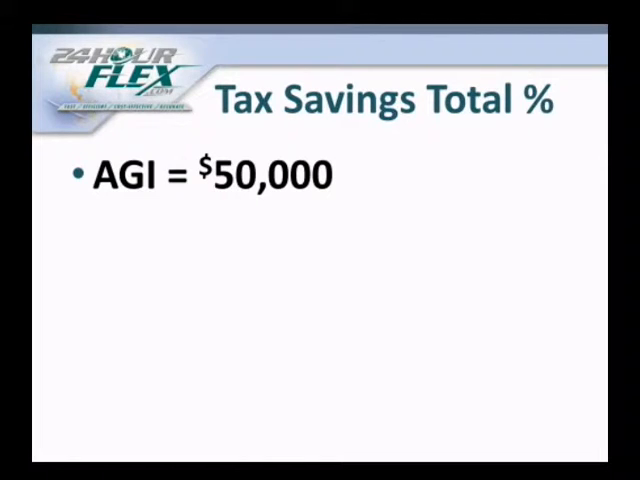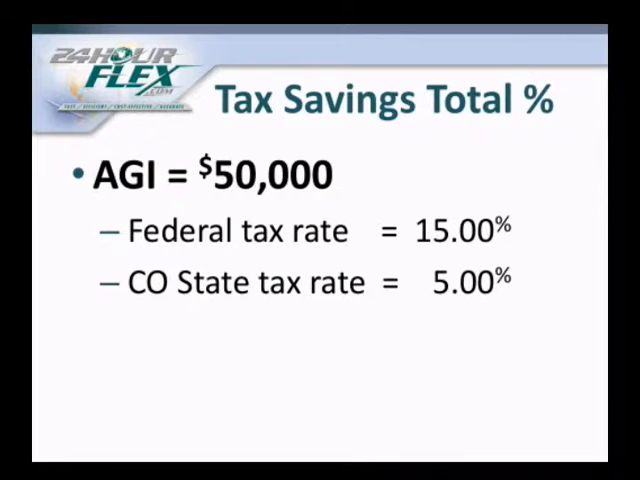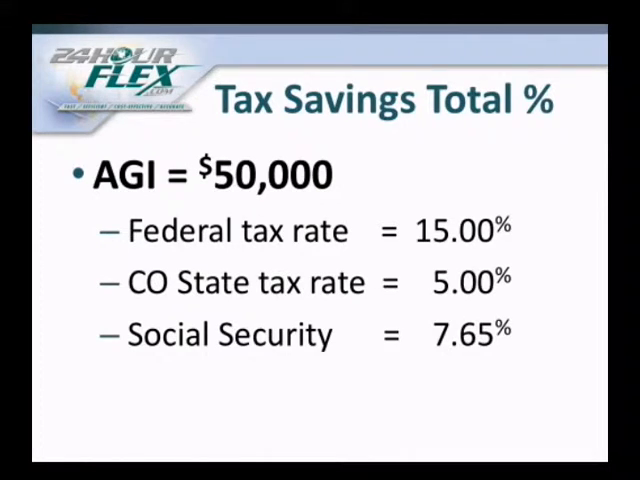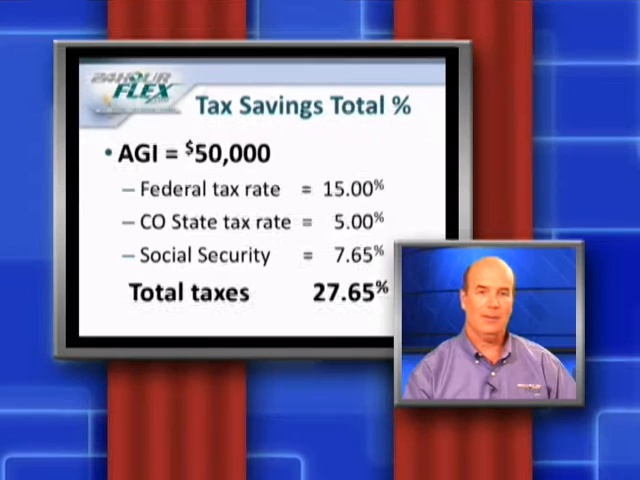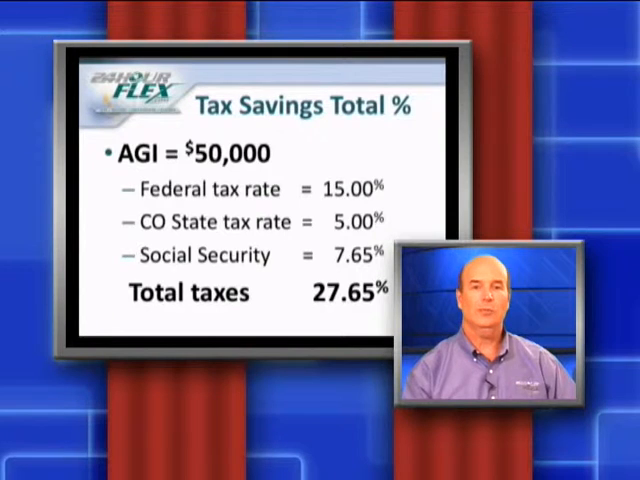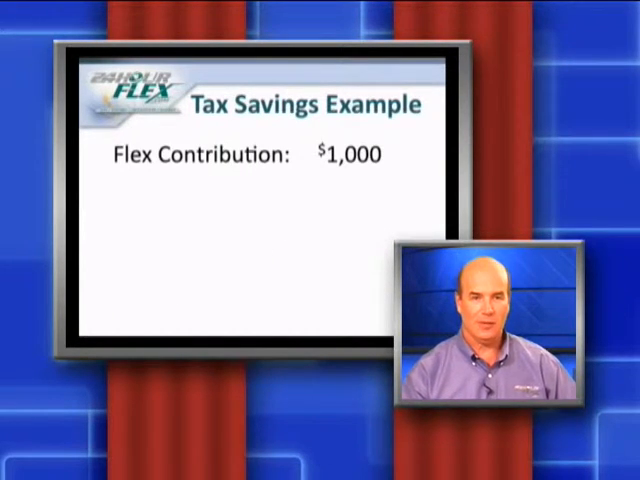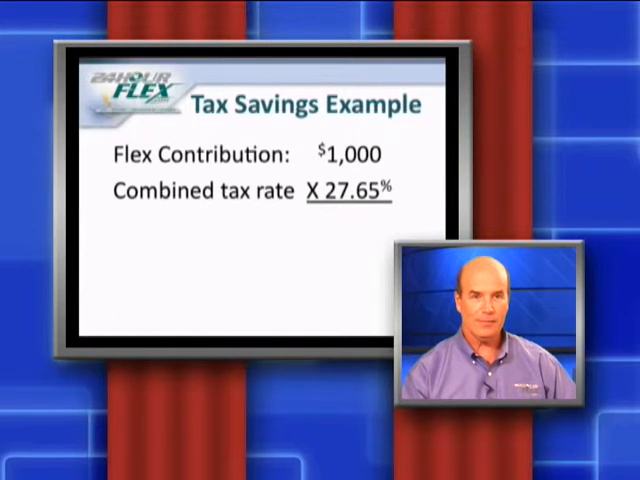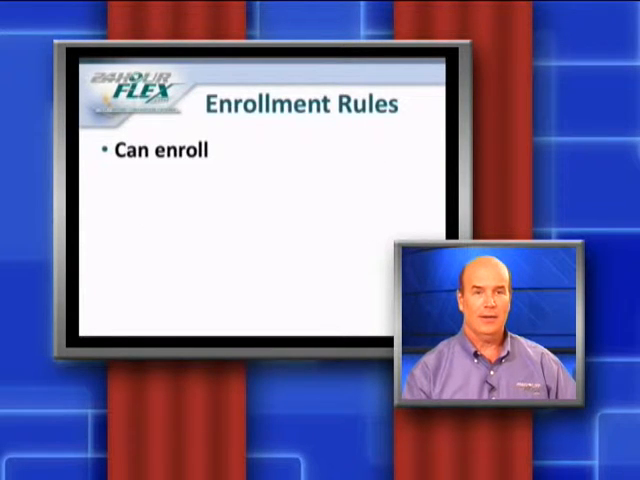Here's an example. Say someone has an adjusted gross income of $50,000. In that case, a federal tax rate of about 15%, a state tax rate we'll assume 5%, and Social Security of 7.65%, for a total tax rate of 27.65%. Further assume that this employee participates in the cafeteria plan and puts $1,000 a year into the plan. This person would save $276 in taxes. Pretty significant.